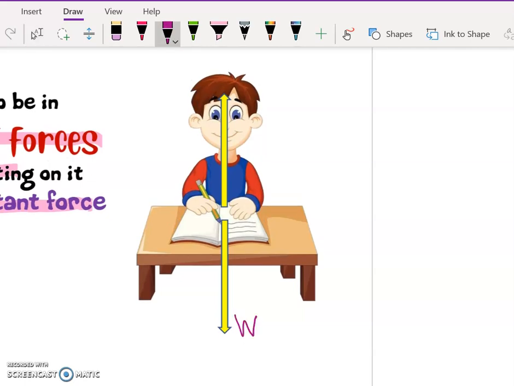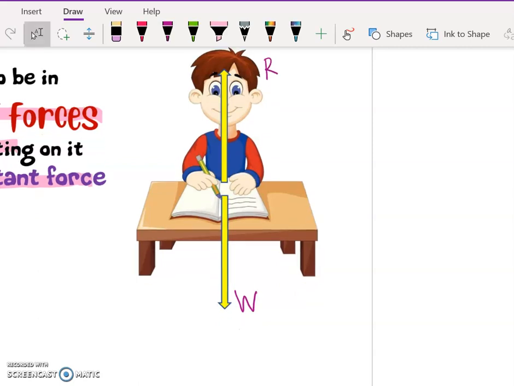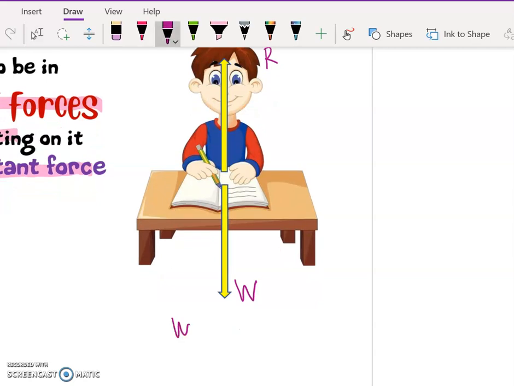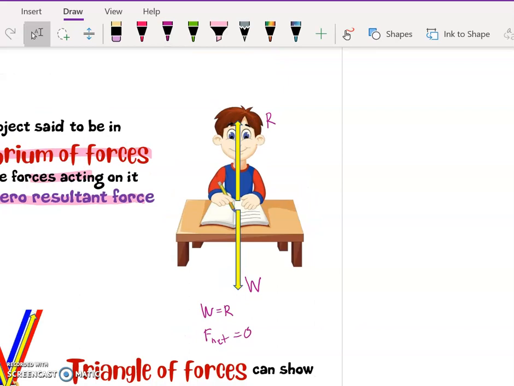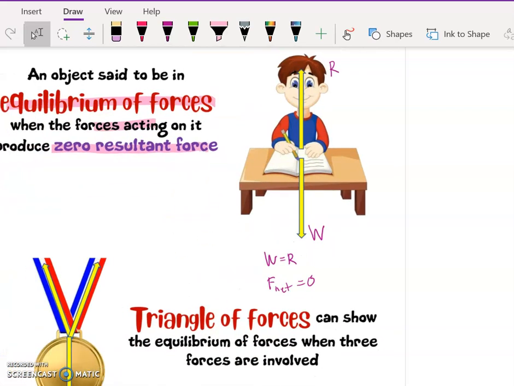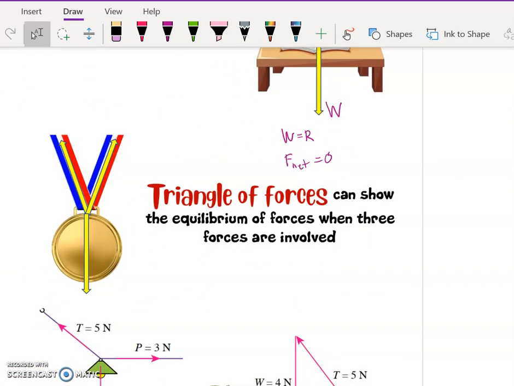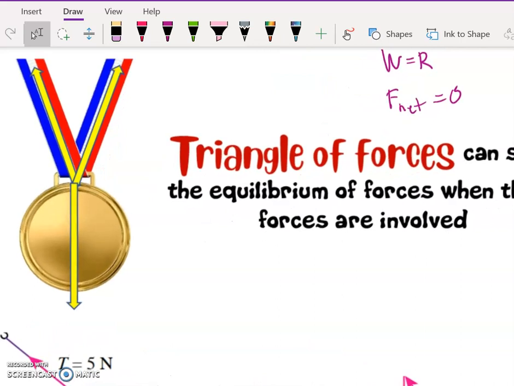So the weight of the boy, which is acting downward, is equal to the net force acting upward. So when W is equal to the normal reaction, there is no resultant force. So that is why we said that the boy is in equilibrium. What happens when you have three forces involved?